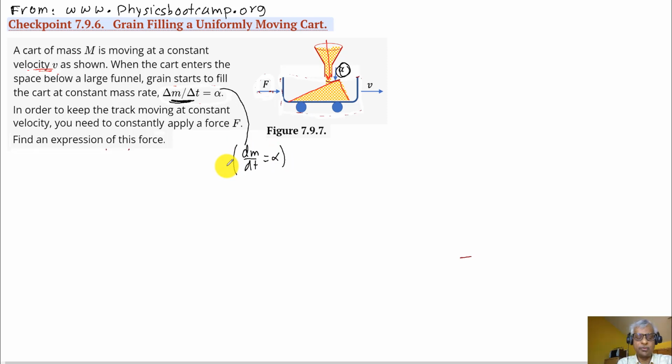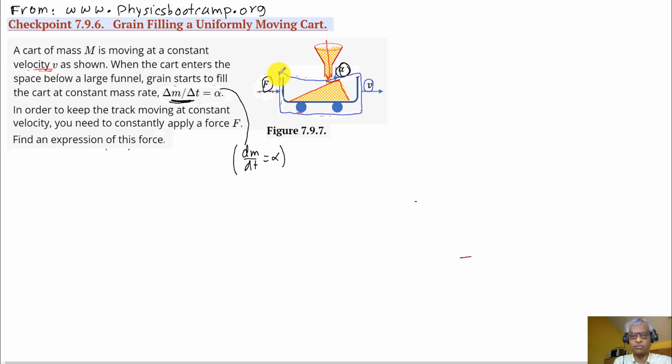Now we are supposed to find this force F. If you look at this whole cart as a system, that's what we look at. So let's look at this cart as a system. That system is moving at constant v, so acceleration is 0. So why do I need a force here? You'll say, no, the acceleration is 0, so force should be 0.